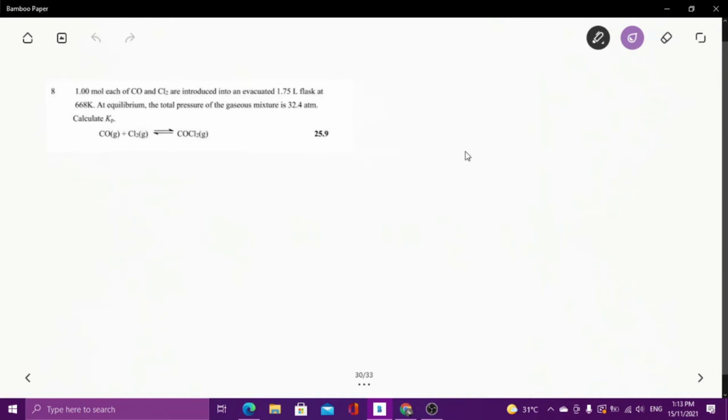So dia bagi dekat sini apa? Dia bagi total pressure yang at equilibrium. Tapi sebelum tu belum lagi. So kali ni anda akan diperkenalkan dengan penggunaan ICE table. Okay, macam mana ICE table? Kita tengok dulu. So first kita akan dapatkan dulu the initial partial pressure.